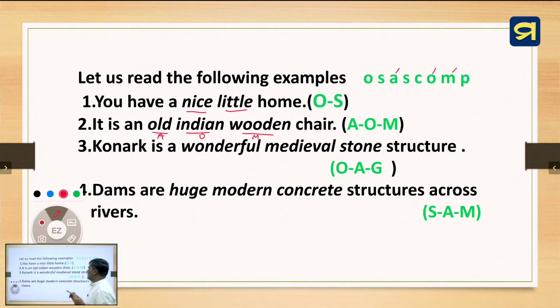Similarly, Konark is a wonderful medieval stone structure. Here the adjectives are wonderful, medieval, stone. Wonderful, it is my opinion. Medieval, it is time or age. And stone, it is the material. So in this way we can also make the sequence. Then we will find it easy to see how adjectives follow a particular order. Dams are huge modern concrete structures across the rivers. You can do it. Okay.